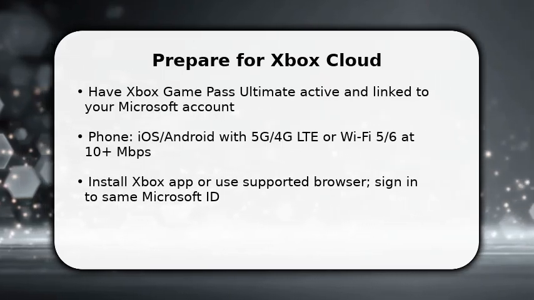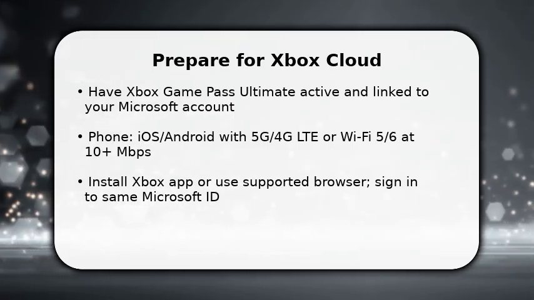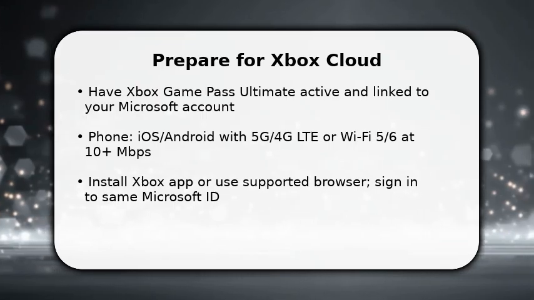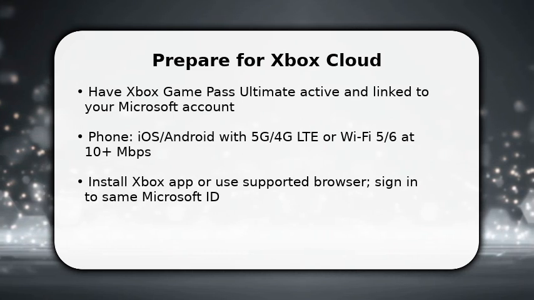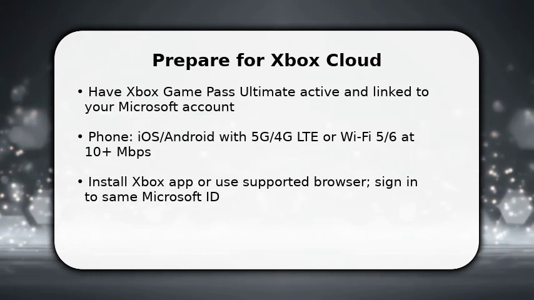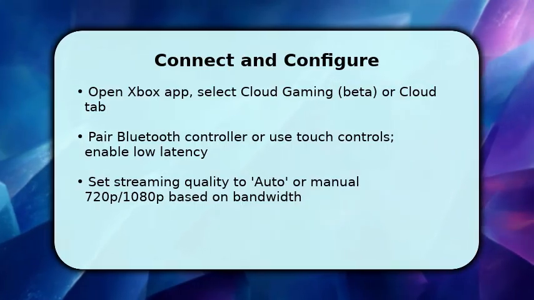Now install the official Xbox app or open a supported browser and sign in with the same Microsoft ID as your Game Pass. This links your profile and entitles you to the cloud library, so you can launch games on your phone. You now configure controls and quality to keep gameplay smooth.